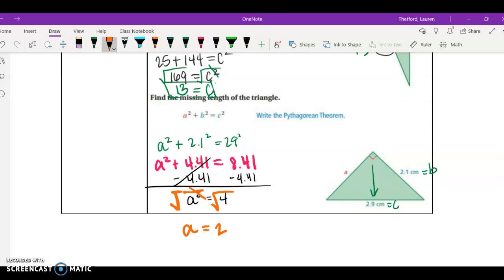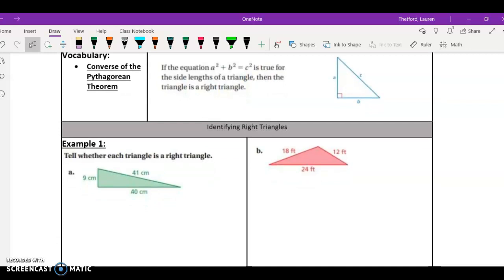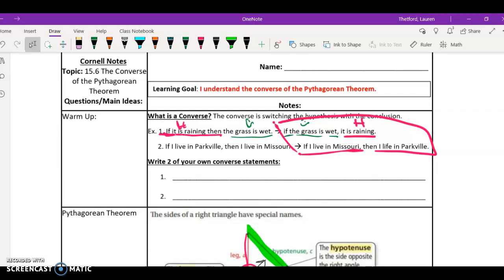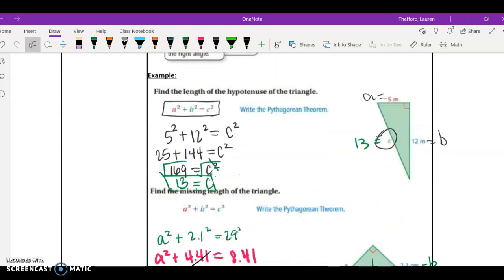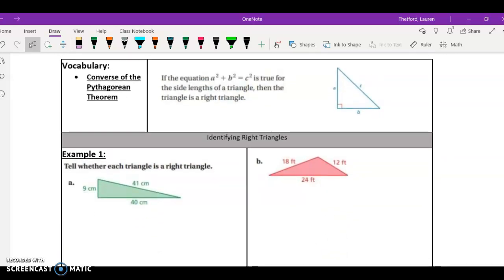And so we get a equals 2 because 2 times 2 gives us 4. All right, so now we're going to look at the converse of the Pythagorean theorem. What's kind of cool about the converse of the Pythagorean theorem is that up here, our conclusion, once we switched it with our hypothesis, was false. But the Pythagorean theorem, when you switch it, still keeps a true statement.